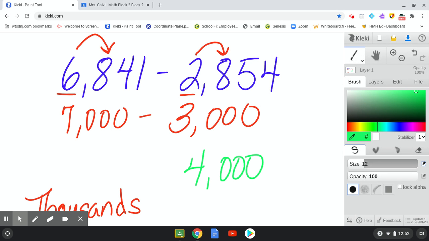final answer. So when you are working on your assignment and they're telling you to estimate, they want you to round to the place value that they're telling you to round to. So I rounded both numbers, and then I did the operation. Okay, so that's what you're going to do for the first section.